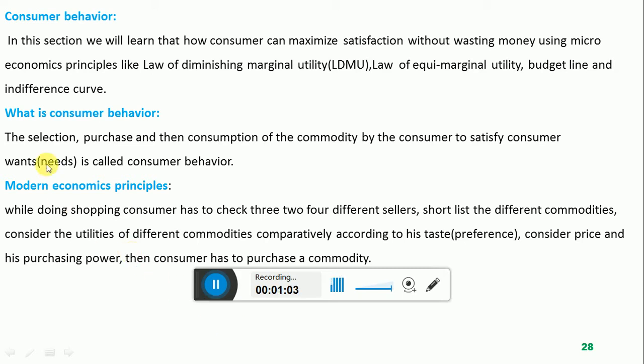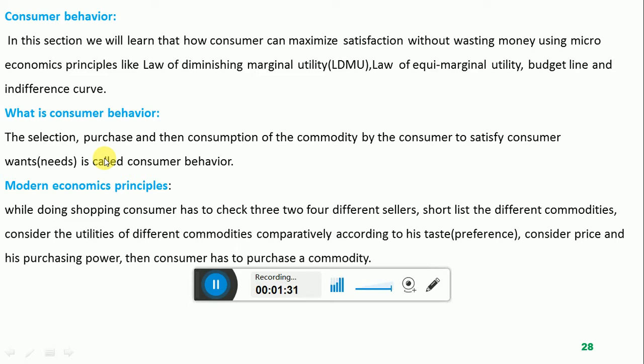We are starting from the very first topic. What is consumer behavior? Consumer behavior means the selection of the goods and services, then the purchase of the goods and services, and finally the consumption of those goods and services to satisfy human wants, to fulfill human needs. This is called consumer behavior.